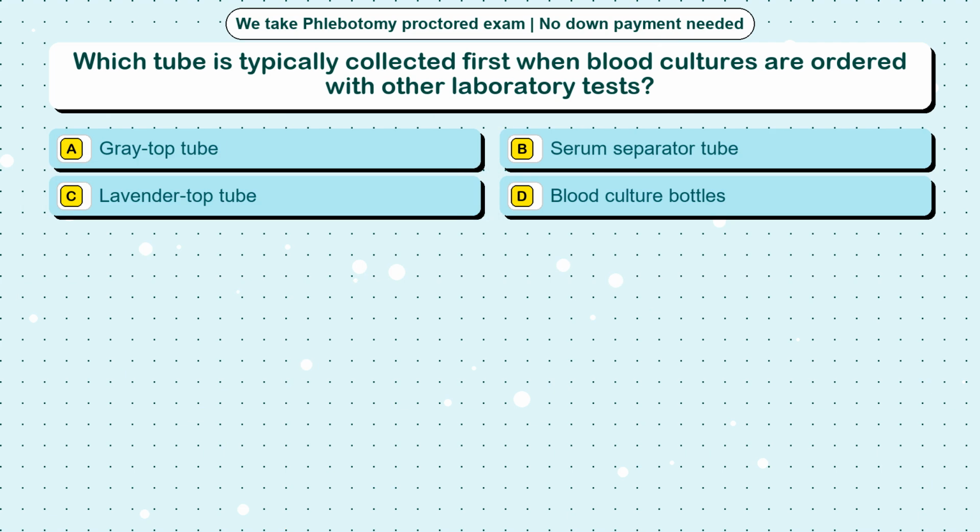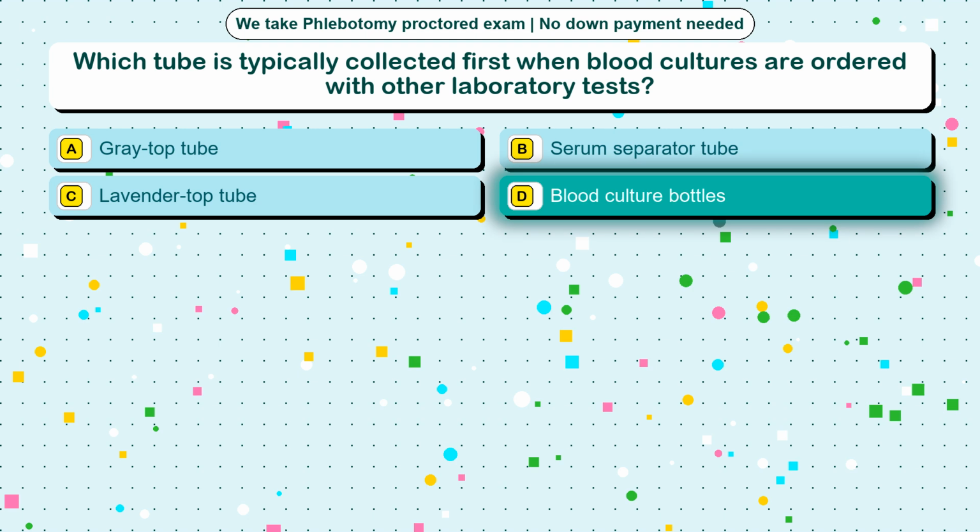Question 82. Which tube is typically collected first when blood cultures are ordered with other laboratory tests? Option A. Gray top tube. Option B. Serum separator tube. Option C. Lavender top tube. Option D. Blood culture bottles.